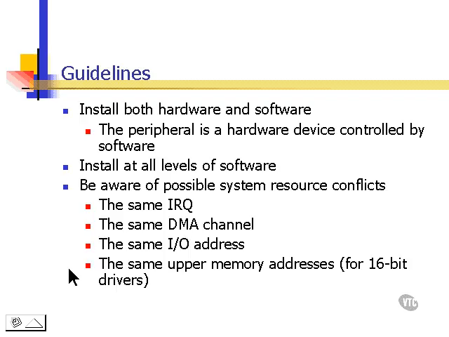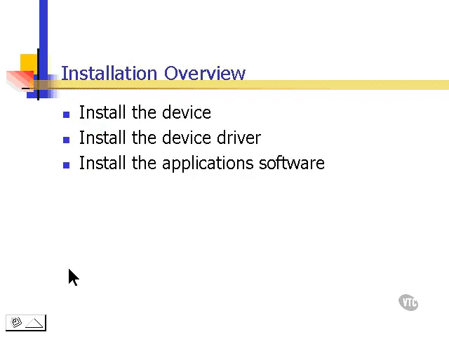So, overviewing installation, we're going to install the device driver, and then install the application software. But not necessarily in that order. We may want to install the device driver and then shut the computer down. Then install the electronic component. The reason we may want to do this is because of plug and play.